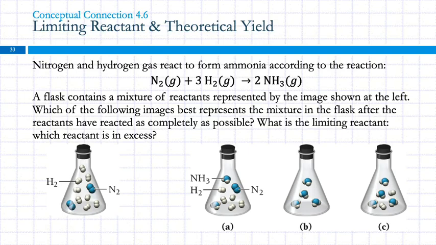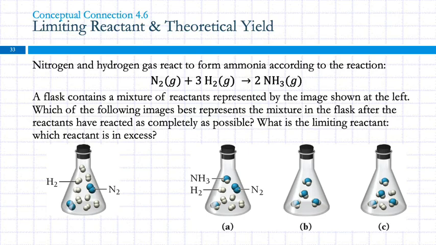So a conceptual problem. Nitrogen and hydrogen gas react to form ammonia according to the reaction. So 1 nitrogen and 3 hydrogen molecules make 2 ammonia molecules. A flask contains a mixture of reactants represented by the image shown at the left. Which of the following images best represents the mixture in the flask after the reactants have reacted as completely as possible? So I have C as the answer.